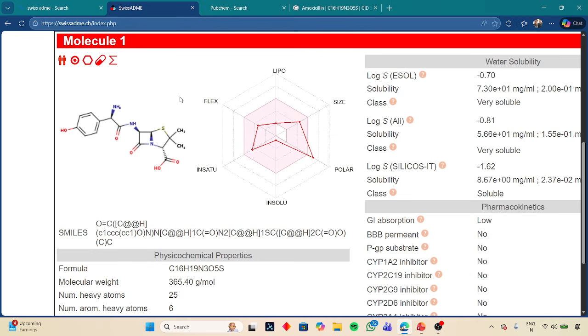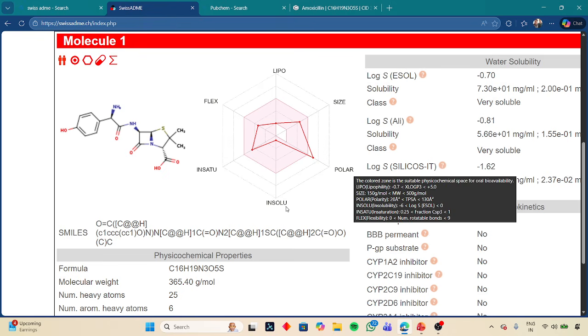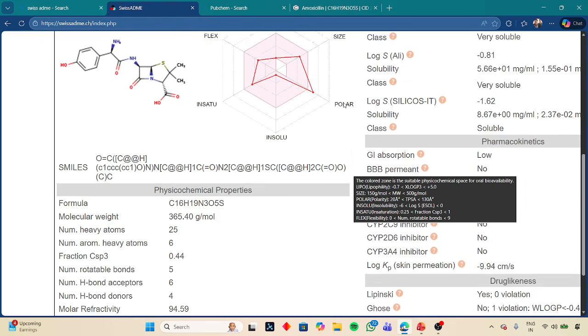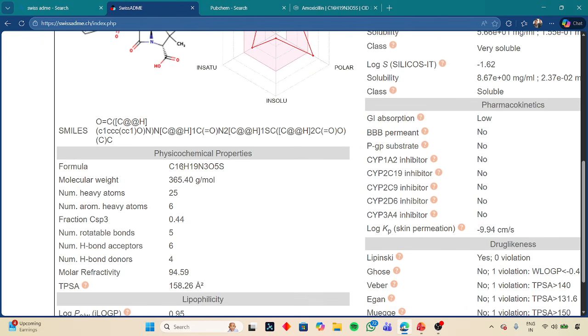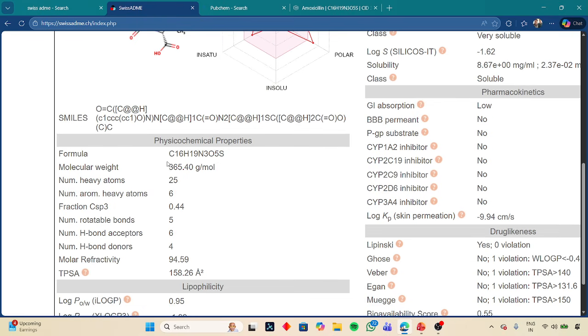Okay, where the information about all these things is given: polarity, insolubility, insaturation, flexibility, lipophilicity, and the size. So based on our SMILES, we have generated our drug molecule. And talking about now, these are the physicochemical properties. This is the molecular formula that is given. Then we have the molecular weight, that is 365.40.